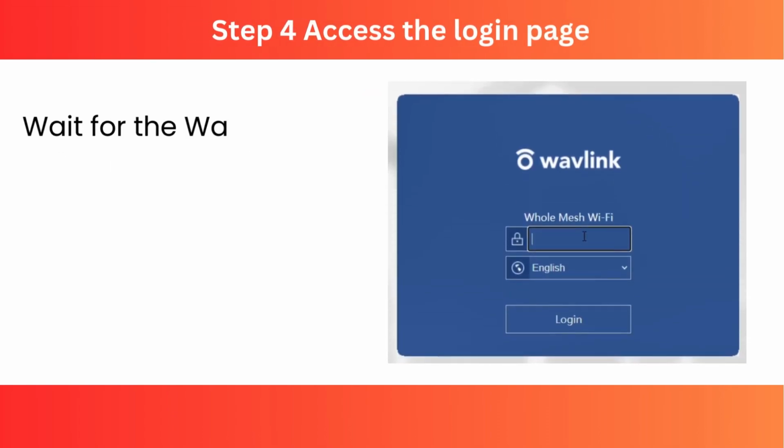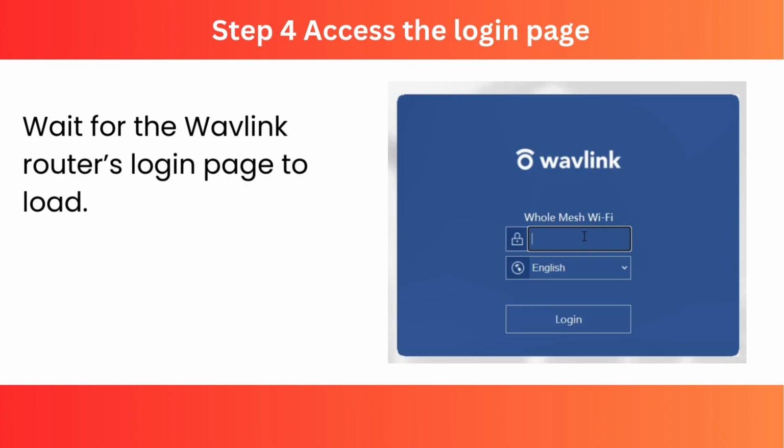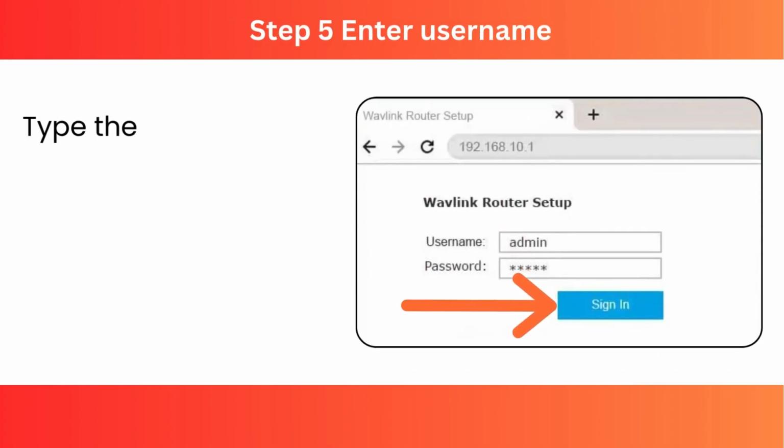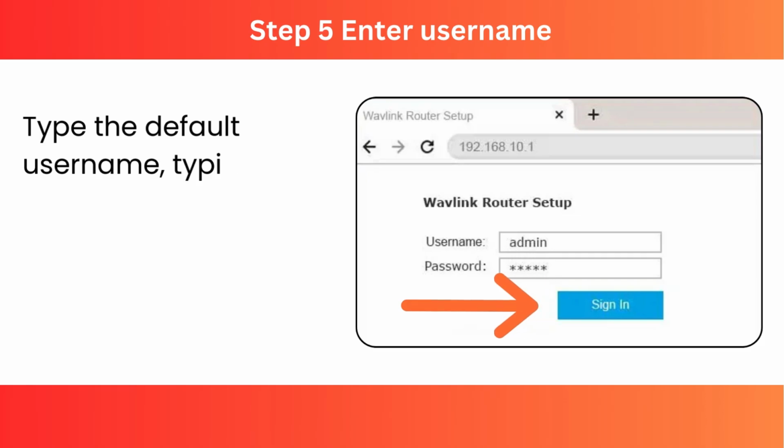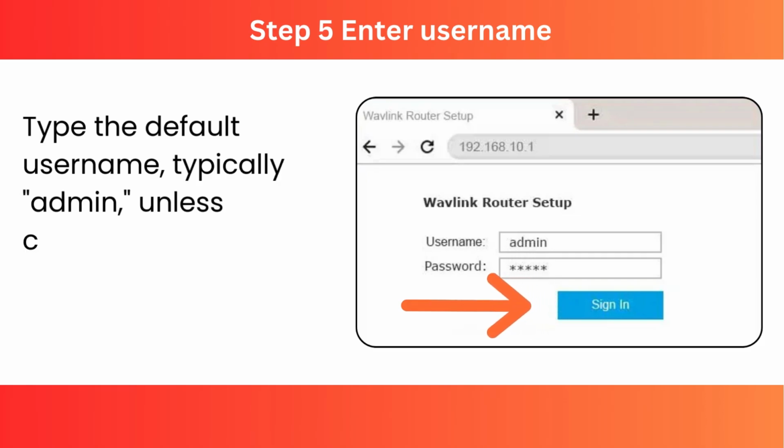Step 4. Access the login page. Wait for the WAVLINK router's login page to load. Step 5. Enter username. Type the default username, typically admin, unless changed.